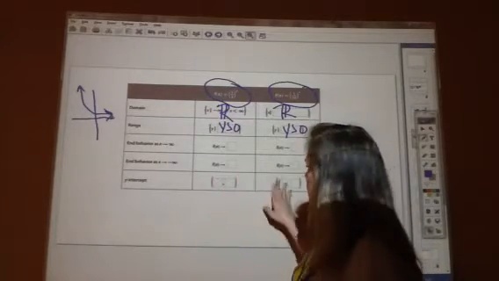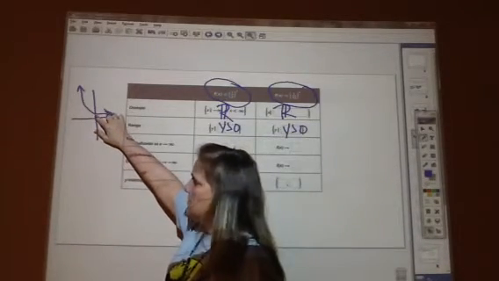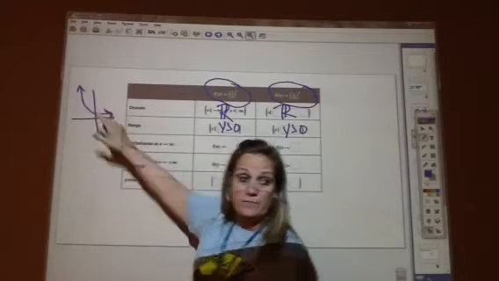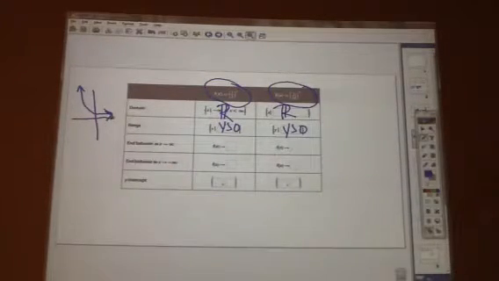What is our y-intercept on both? It's the same as it was yesterday. Where does it cross the y-axis on both of them? 0, 1. Very good. 0, 1. So this was 0, positive infinity, 0, 1, 0, 1.